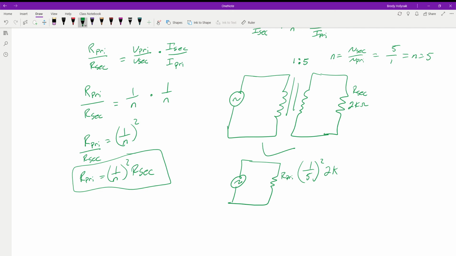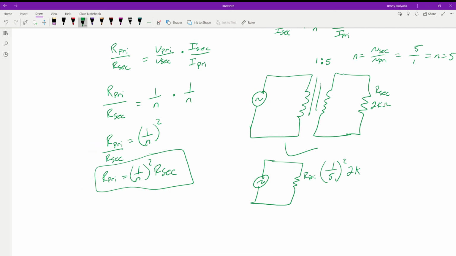So when we run that through our calculator, we have 1 over 5 quantity squared, multiply that by our original value. So what this source, our primary, is going to be seeing is 80 ohms.